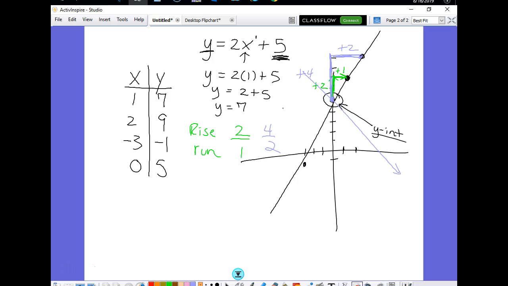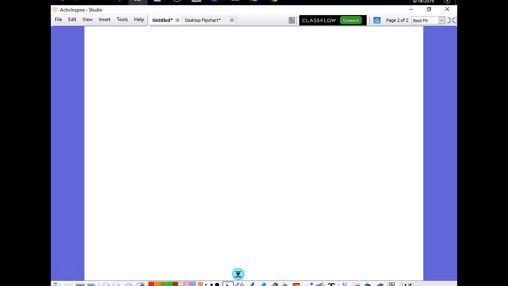All right. So that's just kind of like a little warm-up to introduce what slope is. Let's go ahead and start writing down some official math notes. So A, what is slope? Is this color okay? Can everybody see it? Yeah. Okay. Let me know if you can't.